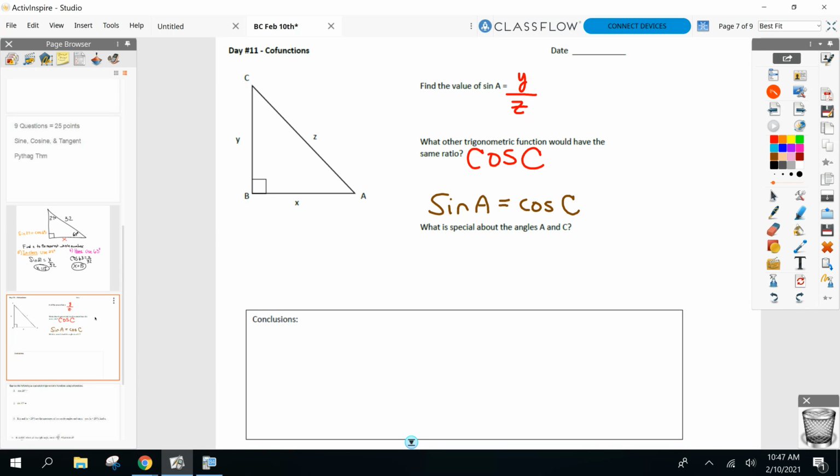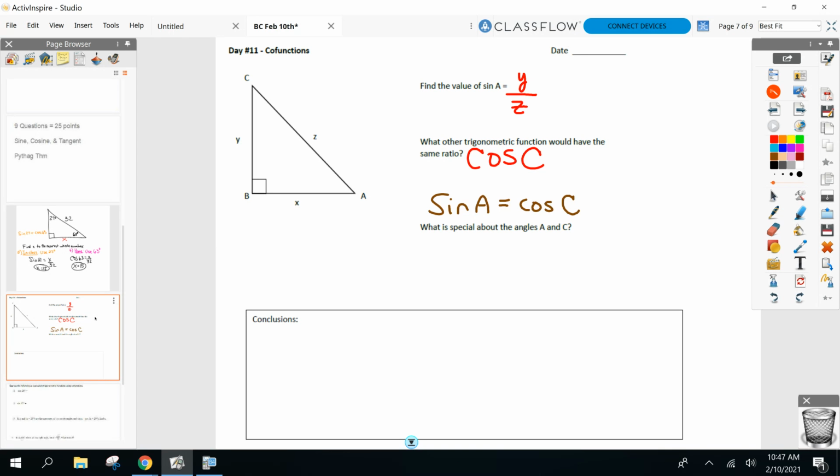A and C. What do we got? What's the relationship between A and C in that diagram? And some of you may get it, some of you may not. This is a tough one. Anybody see the relationship between A and C? Go ahead, Radhika. Is the sine of one of them congruent to the cosine of the other one?